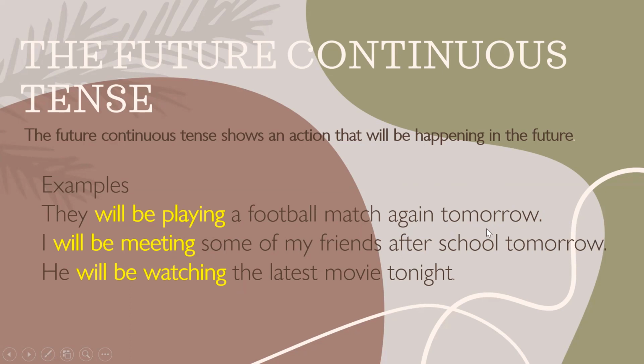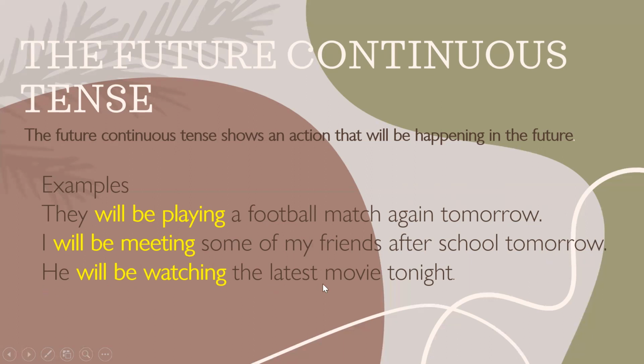Now, this is your clue. Tomorrow. Tomorrow cannot be in the present or in the past. It has to be in the future. I will be meeting some of my friends after school tomorrow. Tomorrow, again, in the future. I could have said a week later or next month. That's all in the future. Or 2 hours from now. That's also in the future.